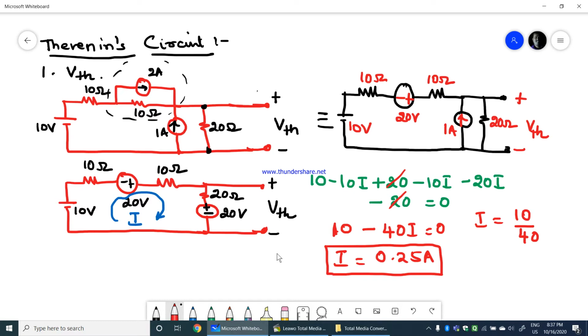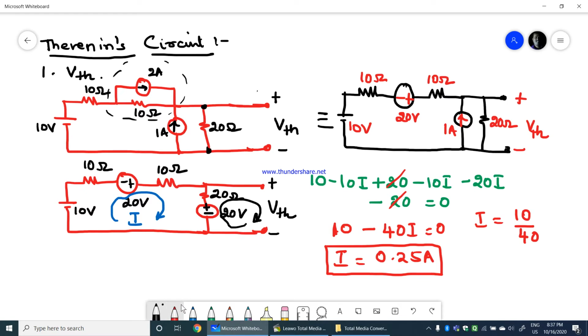Now I got the current I to be equal to 0.25 amps. Now what would be the voltage that I get in this circuit? For that, I'll apply a KVL to this loop also. So what will I get?